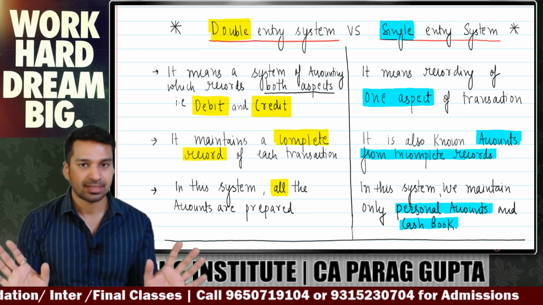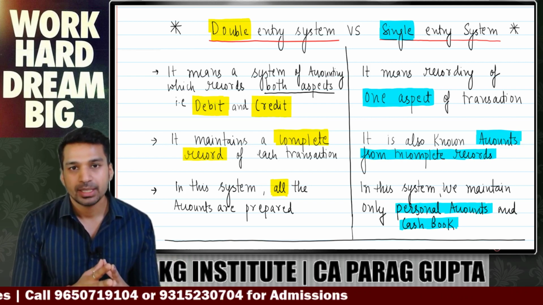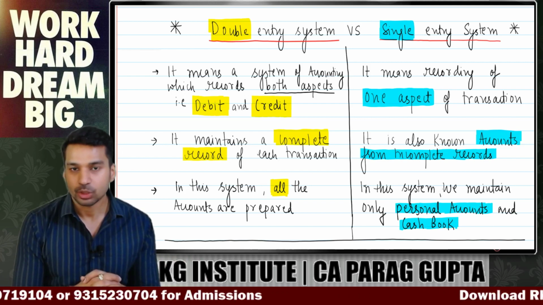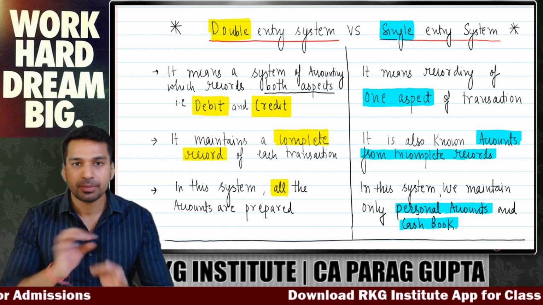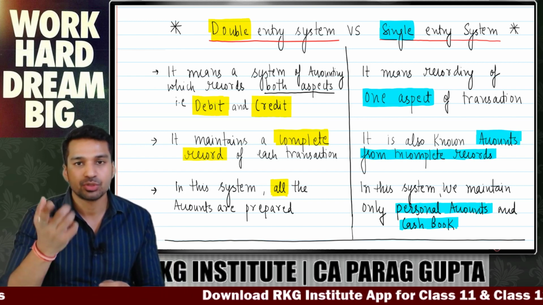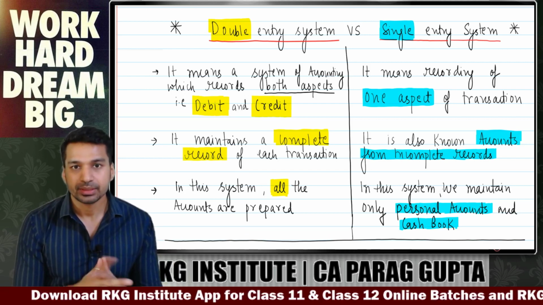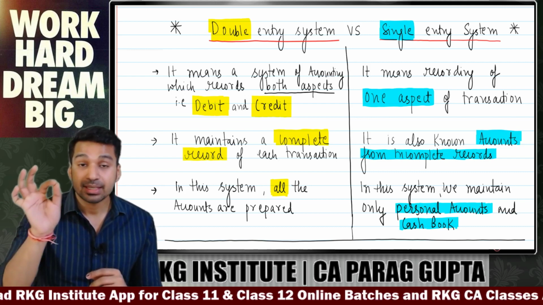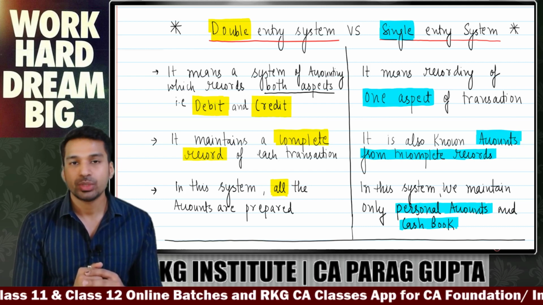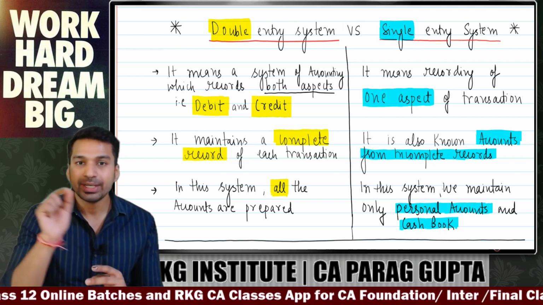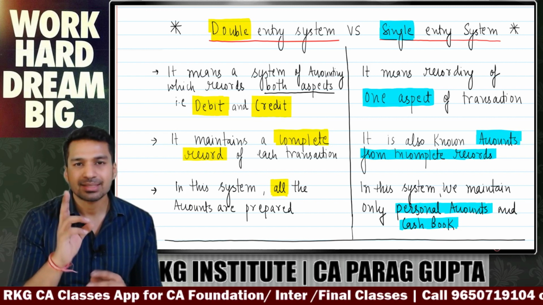Now let me take an example first. Don't look at the board. Let me take an example. Suppose you go to a shop and purchase a pen. Okay, just visualize it. You go to a shop, give the shopkeeper a 10 rupee note and he gives you a pen. Now here there are two aspects. Number one, the pen is coming towards you. That is aspect number one. And number two aspect is your cash is going to the shopkeeper. So there is a two-way transaction.